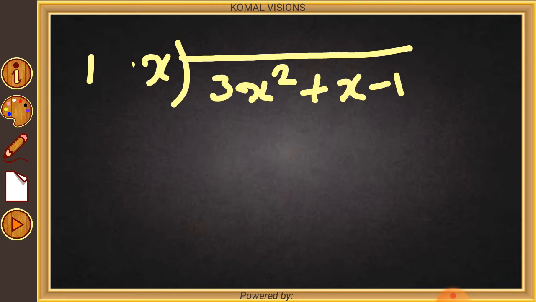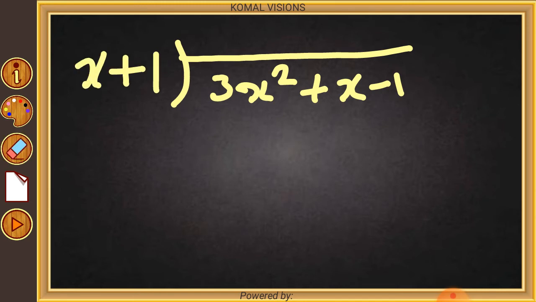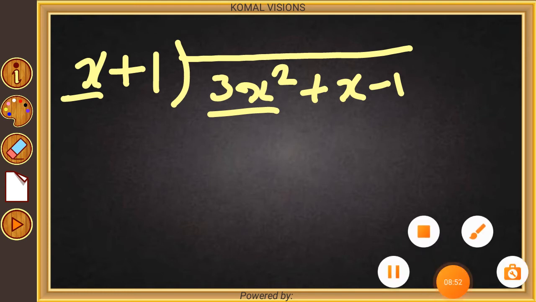Here it is plus, don't get confused. Okay, 1 plus x it is. Also here I can make some difference: 1 plus x can be written as x plus 1. Why? Because in the dividend the first term is a variable, so I want the first term of the divisor to be the variable itself. Then only our division process will be easier for you.